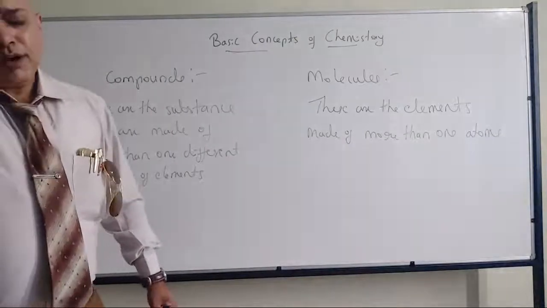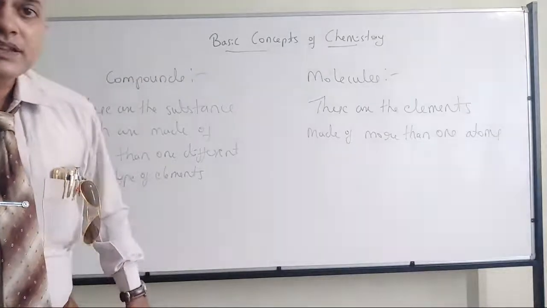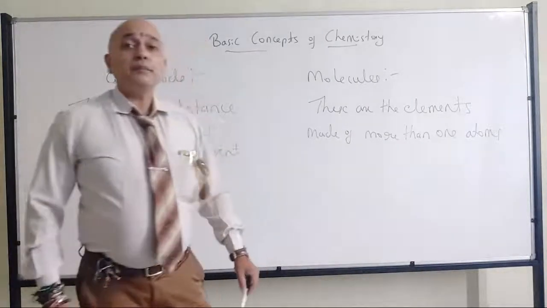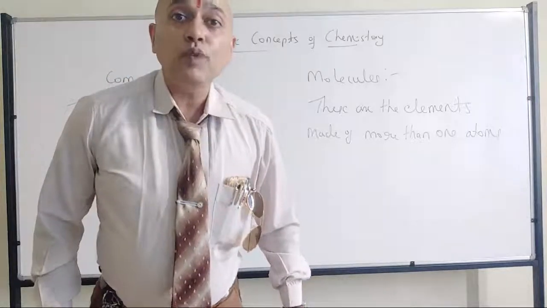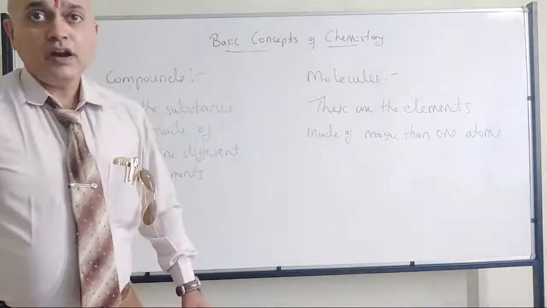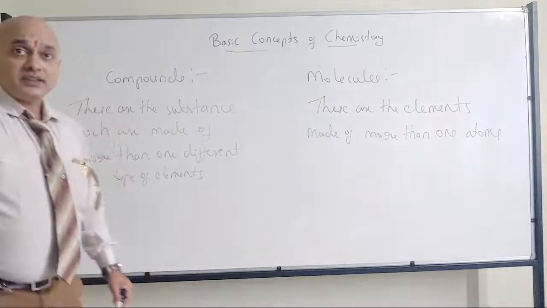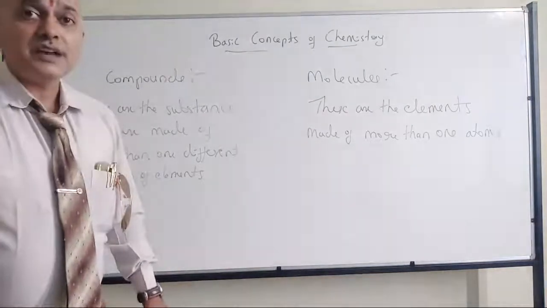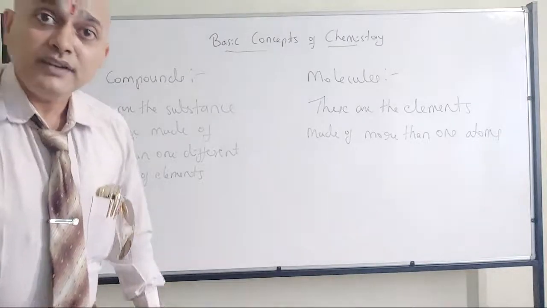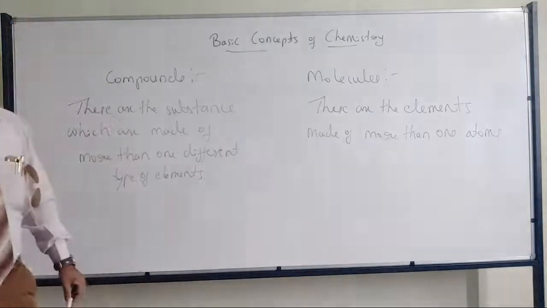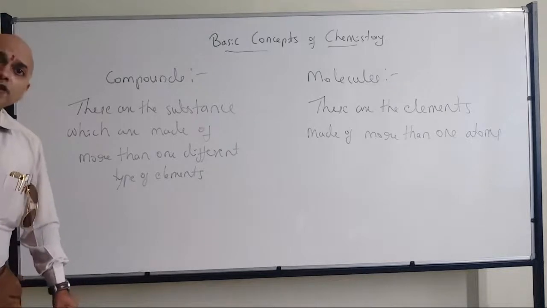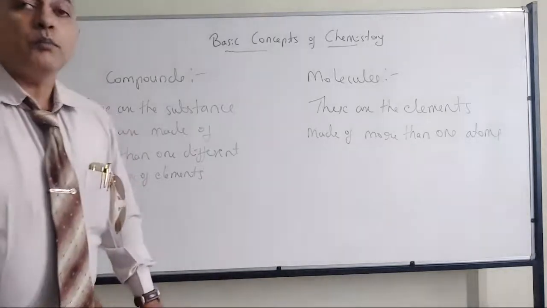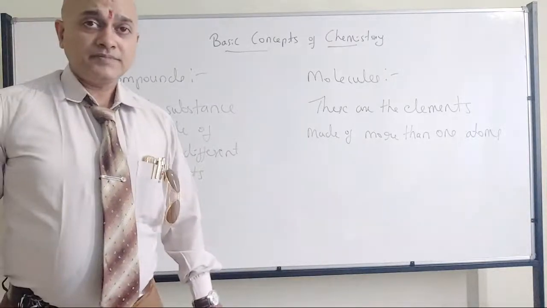So generally, molecules we will consider as substances which are made up of more than one element or more than one atom, right? Here, these are substances which are made up of more than one different type of atoms or elements. All of you will agree? So that's where I have the definition for molecules and compounds.